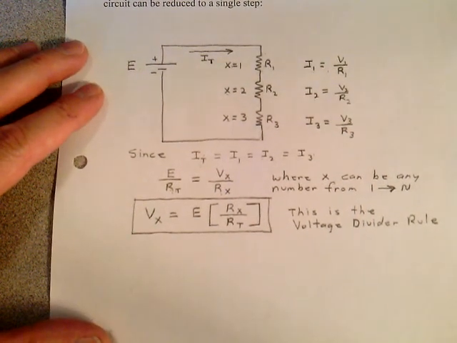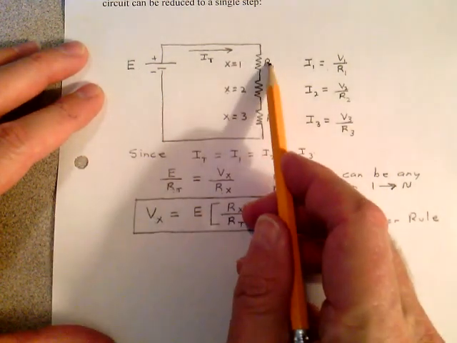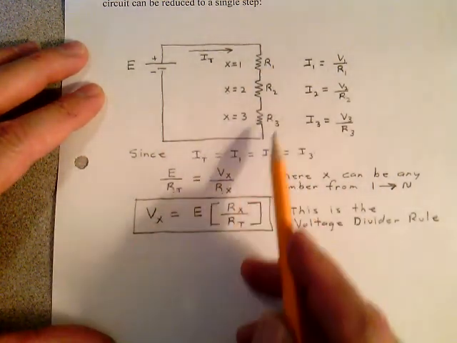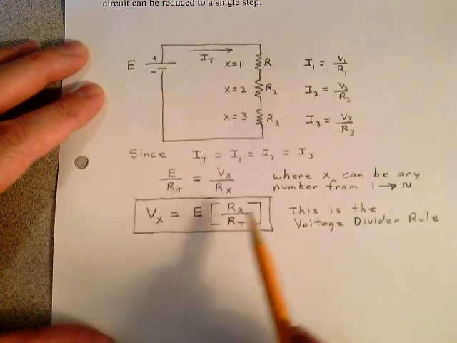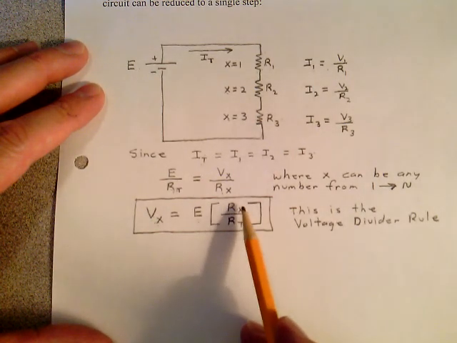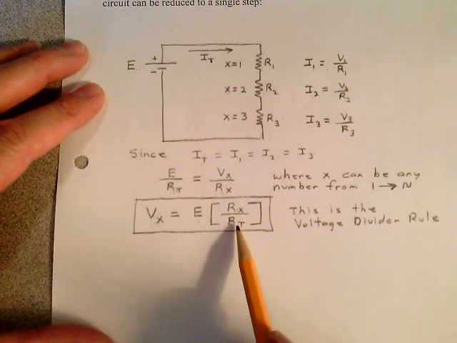So what is the voltage divider rule? The voltage across any element, the voltage across R1, V1, R2, V2, R3, V3, is equal to the total voltage E times the ratio of that particular resistor, or resistors if you want the voltage across more than one resistor, divided by the total resistance.